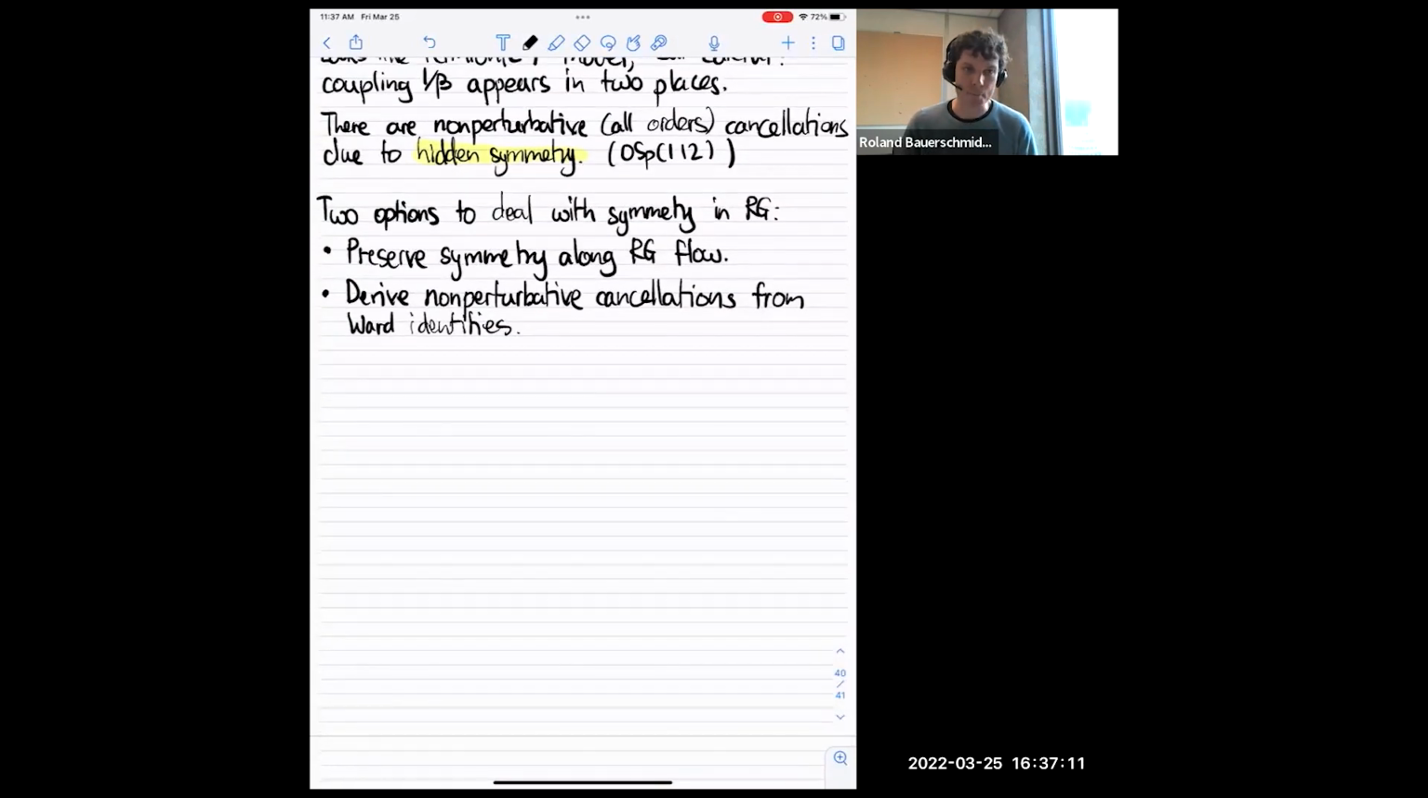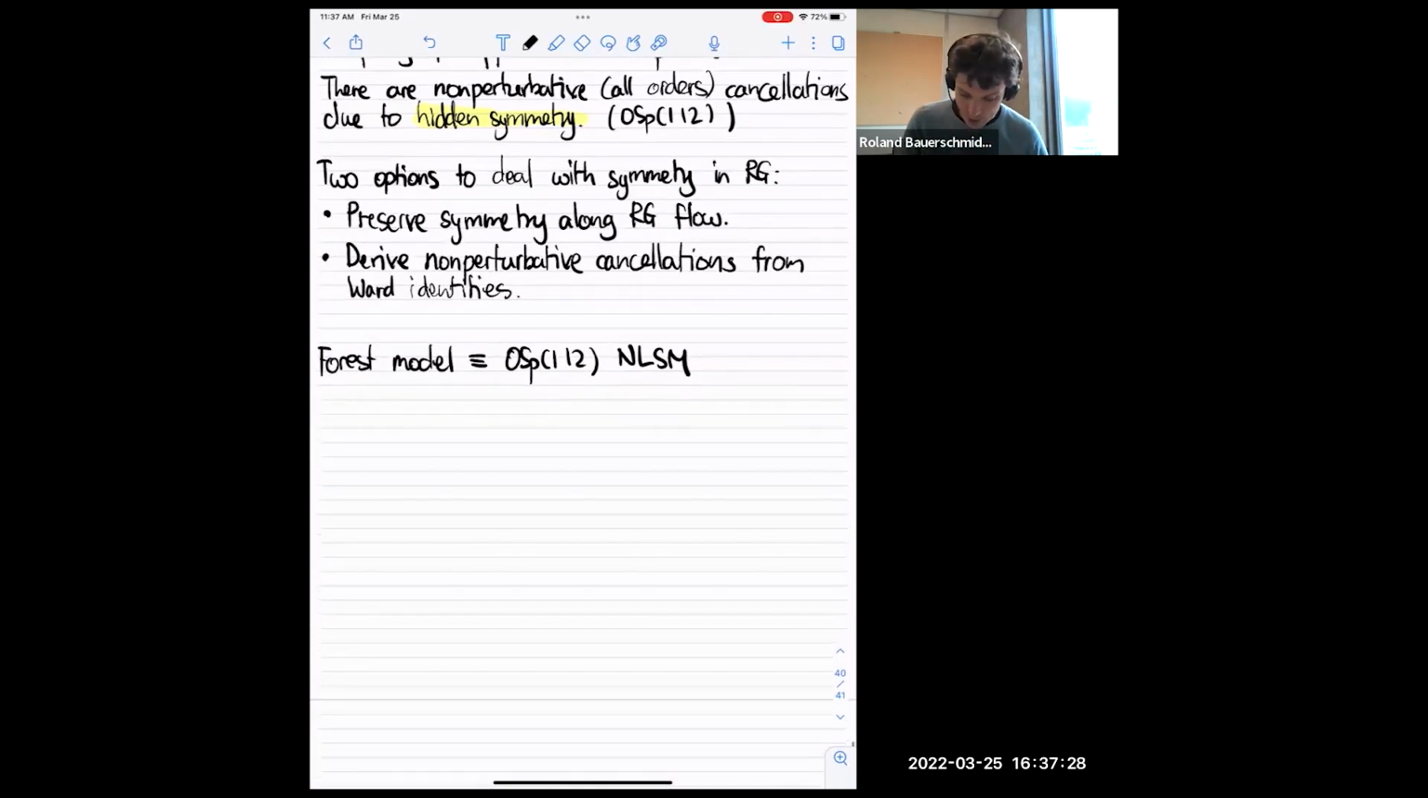So the above forest model, so the forest model is the same as the zero-state Potts model, is in fact the same as an OSP(1|2) nonlinear sigma model. And to the physicists, this will not sound intimidating. To the mathematicians, this term may sound intimidating, but in fact, as I'll convince you now, it's very elementary.